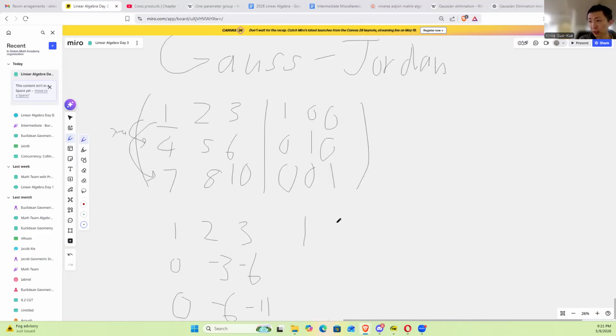Whatever we do to the first row, we do to the identity side too. So this will be -4, 1, 0. And we multiply by -7 here, so this is -7, 0, 1.